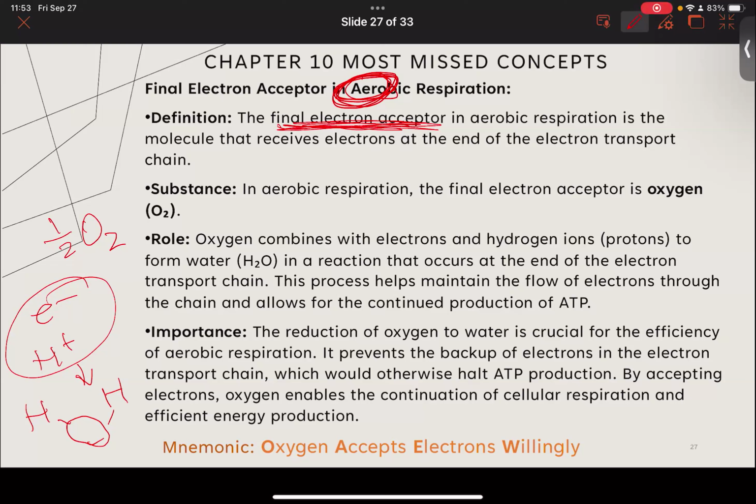The question will be like, what is the final electron acceptor in aerobic respiration? And people are getting it wrong. Please don't be the people. It's one of the most annoying things to me, because I feel like it says it in the word. But this is why, okay?